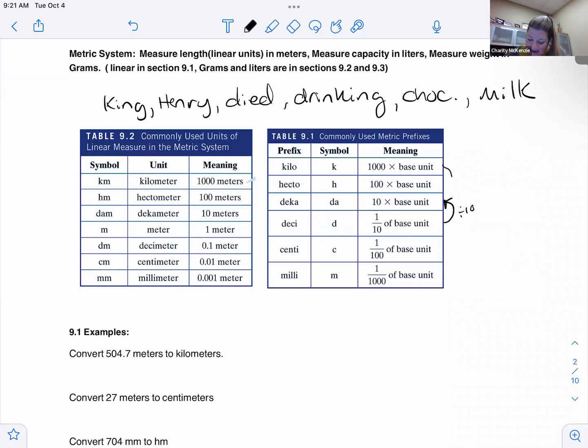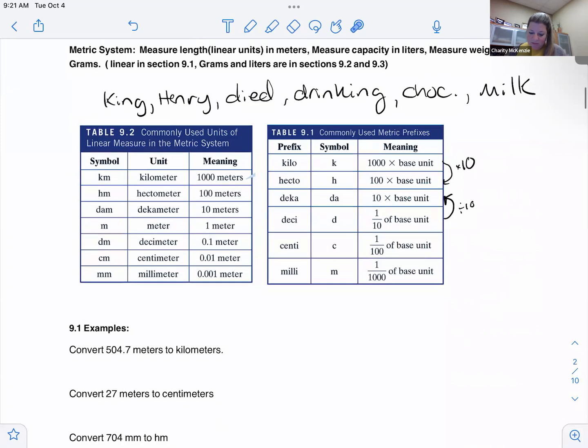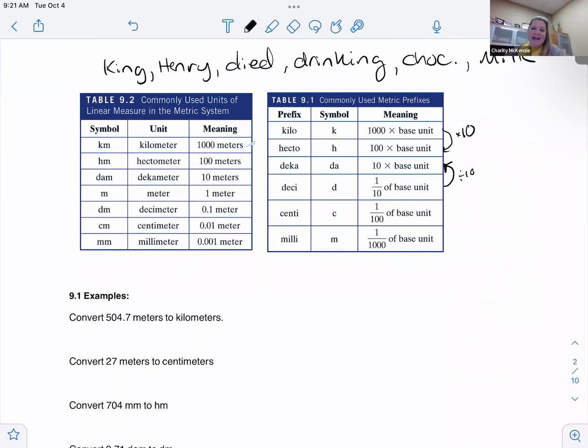If you're going down a unit, you're going to times by 10. And I'll show you what I mean by that. You can also use this information and just use our chart. So I'll show two ways. Let's look at this first one. If it doesn't have a number next to it, I'll just label it 1.